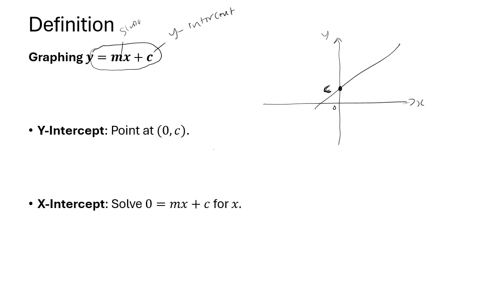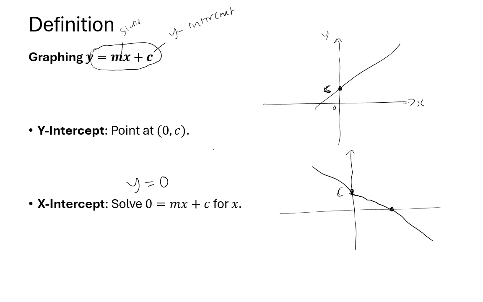The next step is to let y equal 0, and this will make our equation 0 equals mx plus c, and we just solve for x. Whatever we find for x, we put it on the graph. So for instance, if you have a line and c is here, and we find our x is somewhere here, then we just connect the two with a straight line, and that's our line.